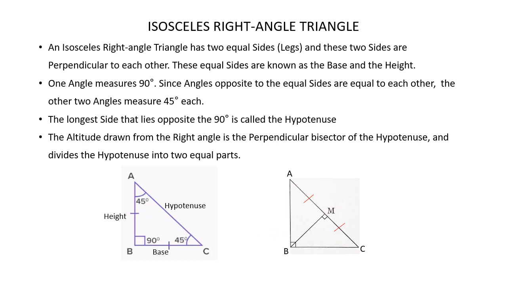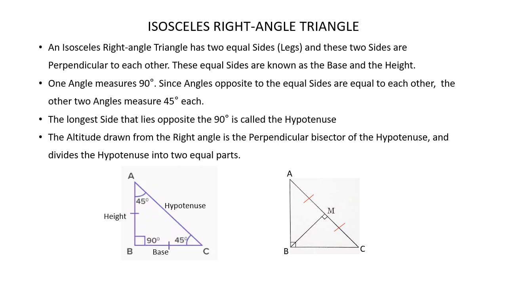So an isosceles right angle triangle has two equal sides and these two sides are perpendicular to each other. So this is an isosceles right angle triangle, and as you can see here, these two sides are equal to each other and they are perpendicular to each other. And these two sides are known as the base and the height. Now since these two sides are perpendicular to each other, it means that this angle is 90 degrees.